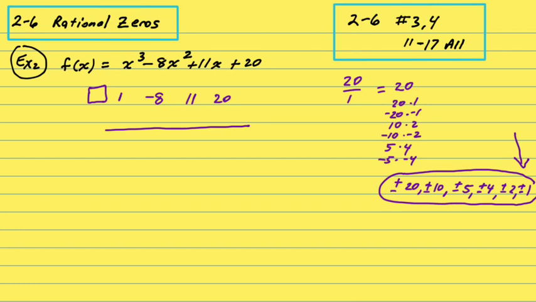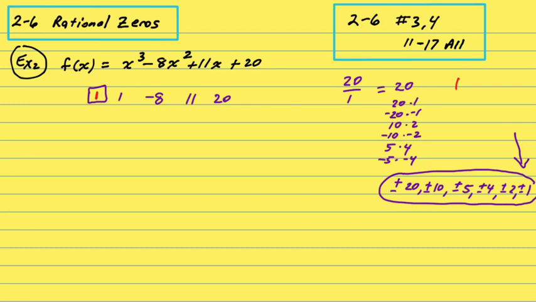So if I tried a 1, bring the first number down, multiply, put it here, and add. Multiply, put it here. That'd be a negative 7, add. 1 times 4 is 4. Does this add to 0? Is my remainder 0? No. So that means 1 did not work, at which point I have to abandon that and attempt another value.